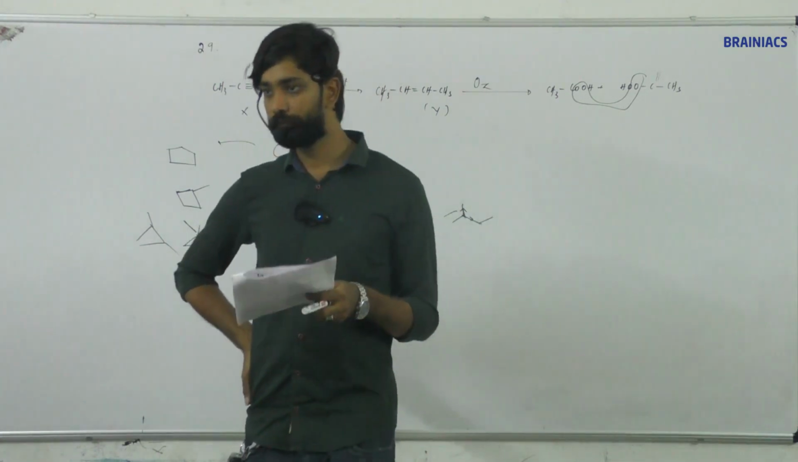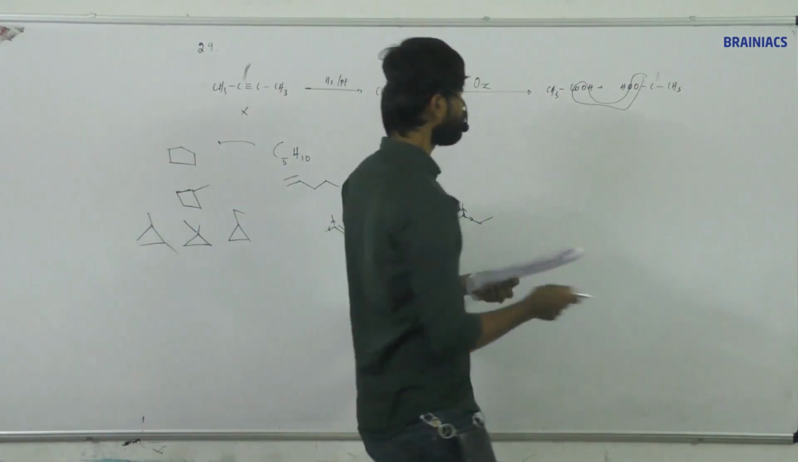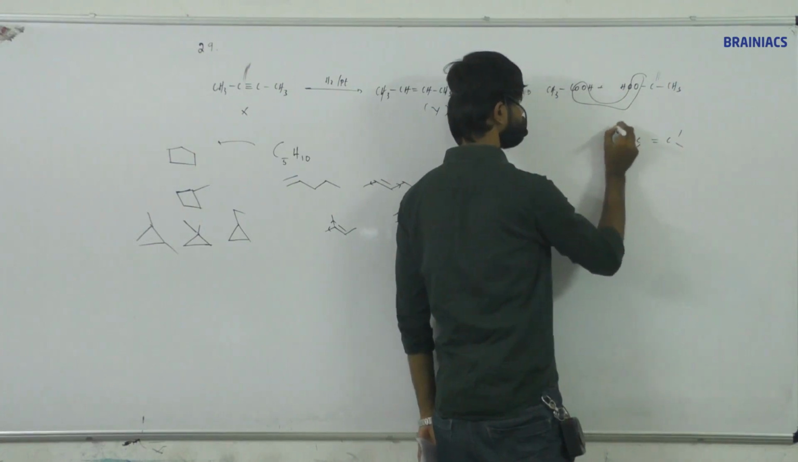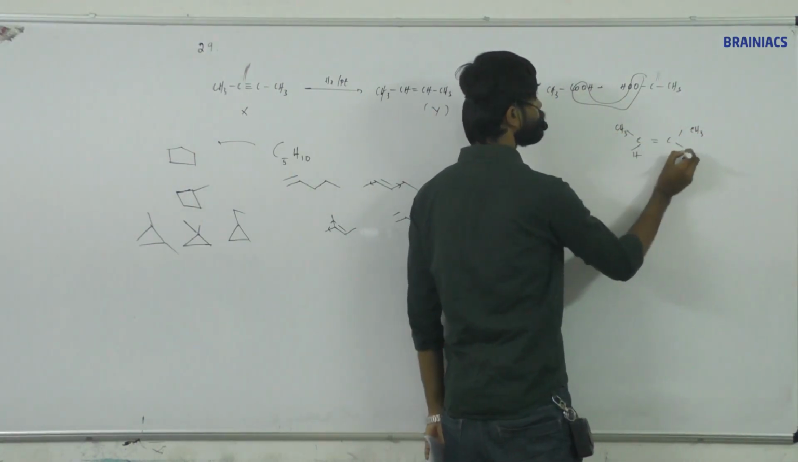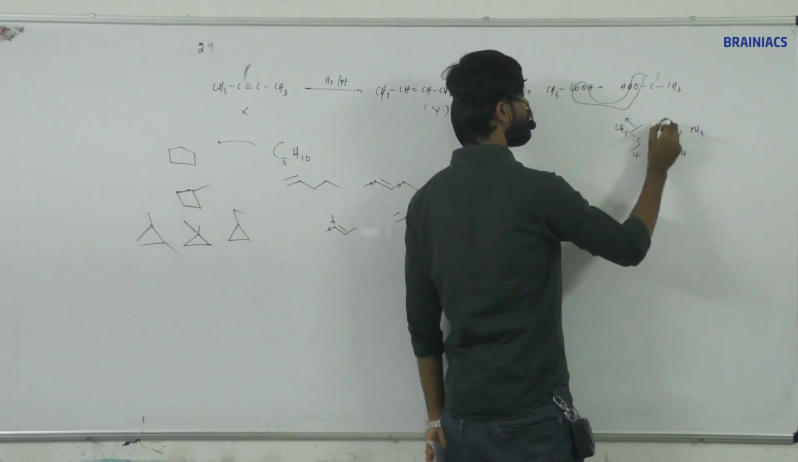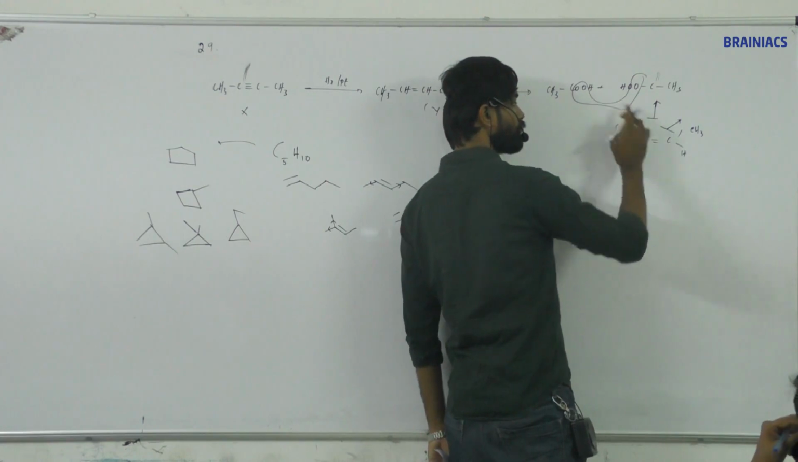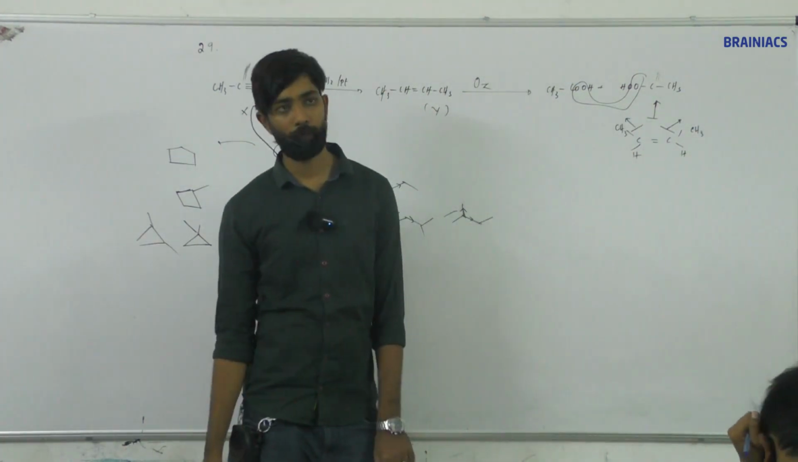Choice will be B, because the given alkene is a cis, right? If it is a trans, we can say that the dipole moment will be 0. Cis has a greater net dipole moment, because the bond dipoles are in the same direction. So it has a net dipole moment, okay?